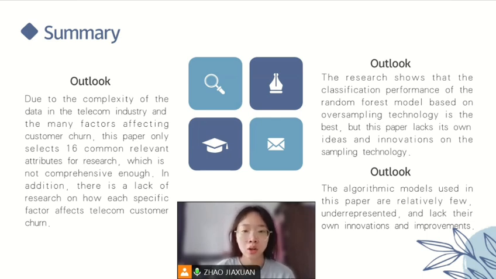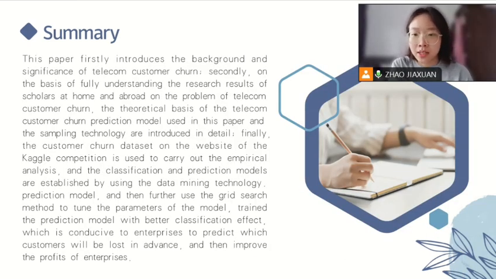The second outlook is that the research shows the classification performance of 5 models. In future, maybe we will choose more models to research telecom churn. And the third outlook is that the algorithm models used in this paper are relatively few, at a basic stage, and lack their own innovation and improvement.